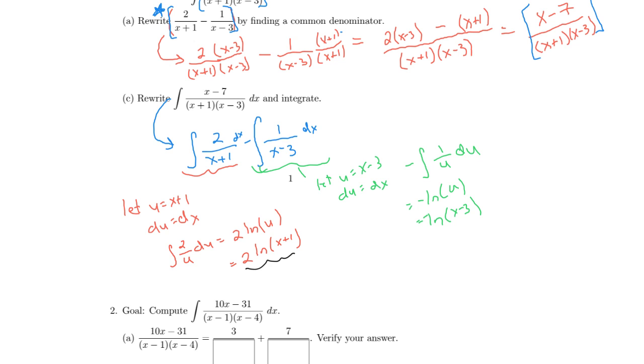We'll take these two things, we'll recombine them, and so our antiderivative that we were searching for is nothing more than 2 ln of x plus 1 minus ln of x minus 3 plus c. Right, and there you have it. So taking this complicated rational expression, recognizing that it can be split into two simpler fractions, and then integrating each of those simpler fractions separately.